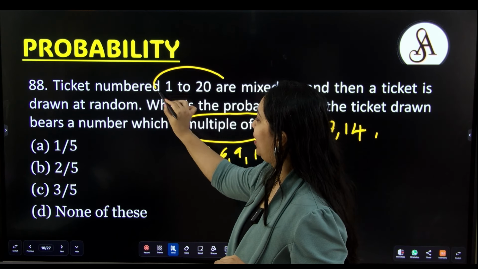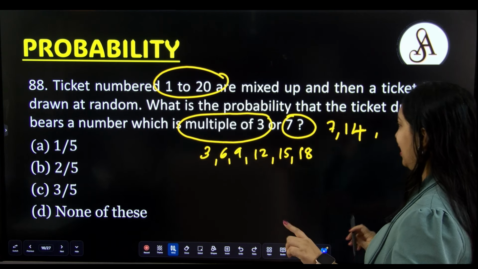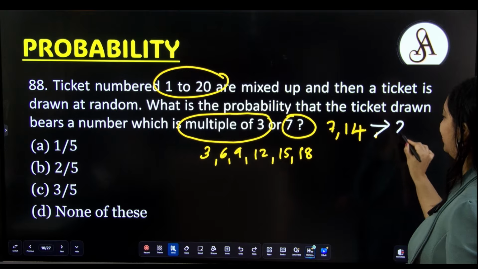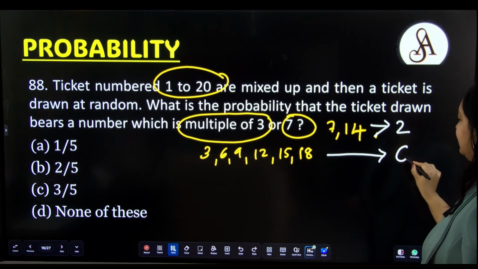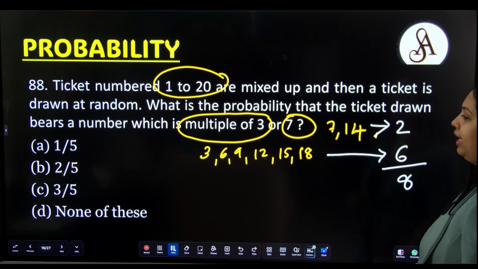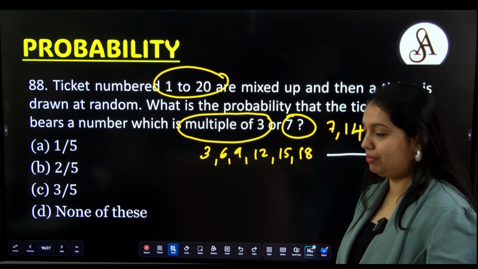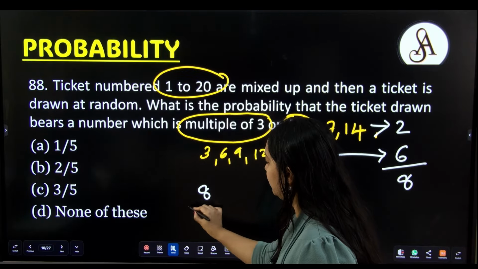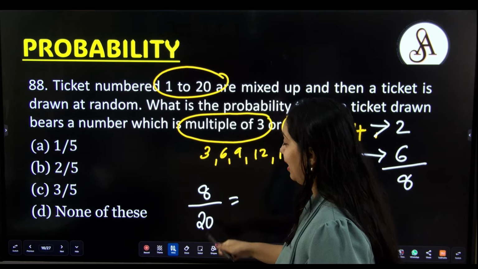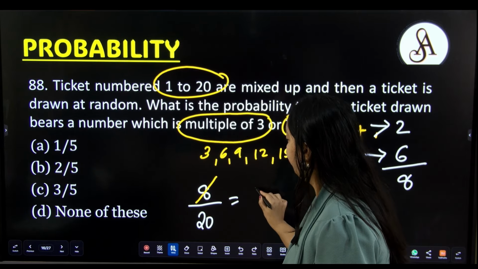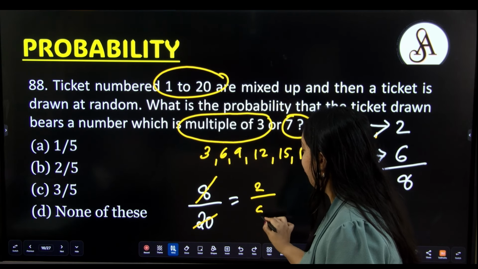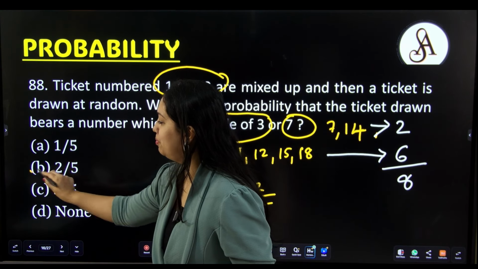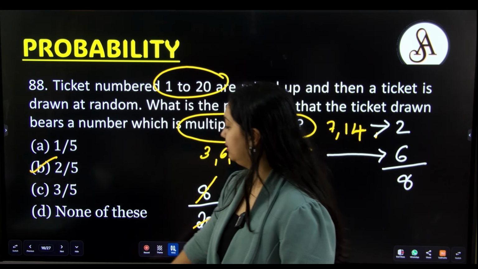I want a number in between 1 and 20. How many cases did I get? Multiple of 7, 2 cases. Multiple of 3, 6 cases. In total I am getting 8 cases. So your answer probability will be 8 cases out of a total of 20. I can simplify this: 4 2s are 8, 4 5s are 20, so 2 by 5. Option B is the correct answer. Next.